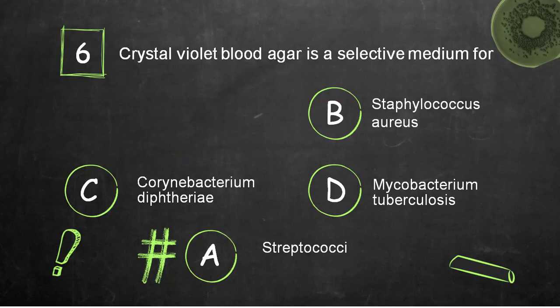Generally streptococci is resistant to the crystal violet. So to grow only streptococci while preparing the blood agar media, we just add crystal violet, so that this crystal violet will suppress the growth of other bacteria and it promotes the growth of streptococci.